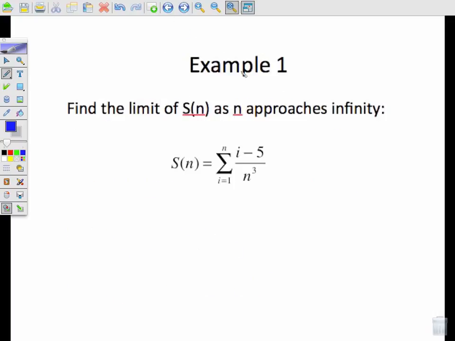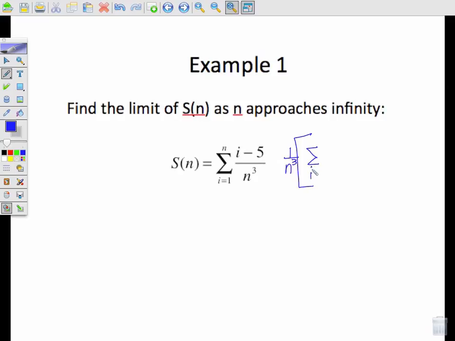All right, so let's go ahead and put this into action. We've got the first example. It says, find the limit of S of n as n approaches infinity. And so here we've got a summation to work. Again, when we work the summation, this is our process. I will find the limit, but right now I'm going to work on the summation. I'm going to go ahead and bring the 1 over n to the third out in front.